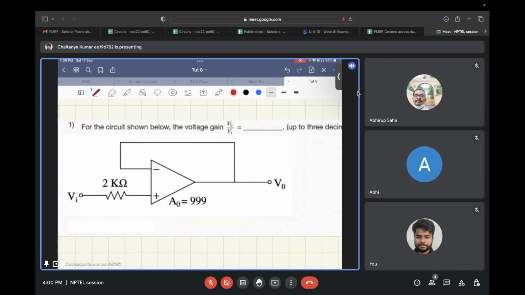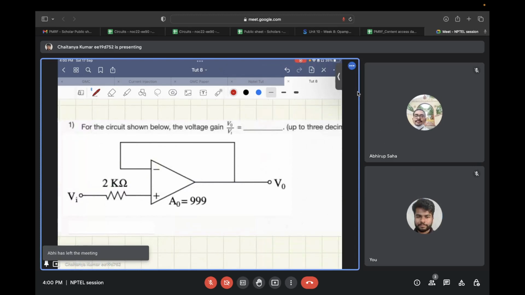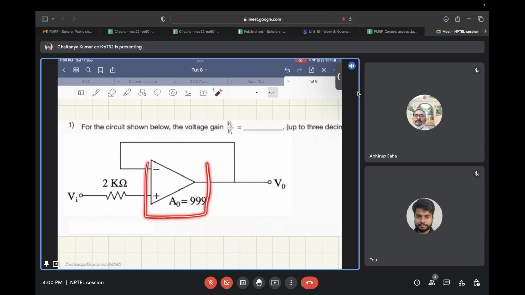In this question, you need to find out the input to output voltage for the given circuit. So you need to find out the gain for the given circuit. And the op-amp over here is a non-ideal op-amp. That means its gain is not infinity. So please try it out.